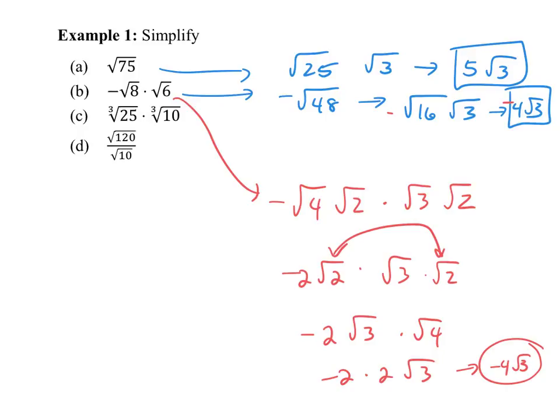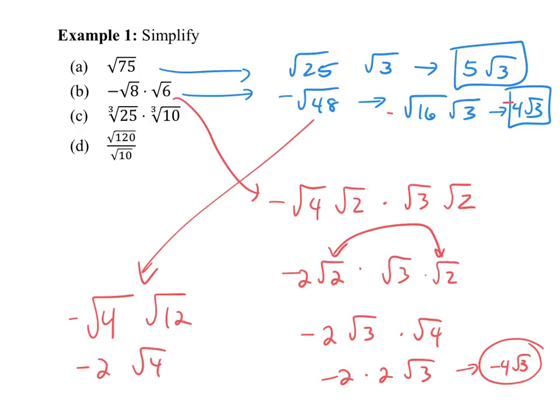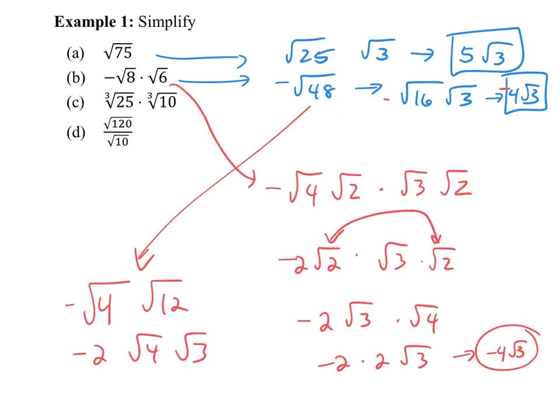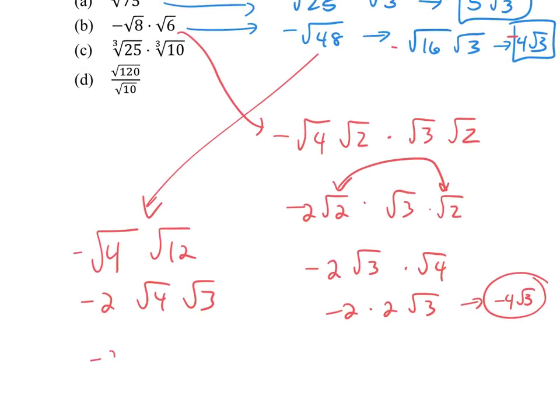Okay? Either way works. Same thing goes if you broke 48 into 12 times 4. Because yeah, this becomes a 2, but then 12 gets broken up into 4 times 3, and then that gets further reduced into this. So no matter what way we take this approach for part B, we'll get the same answer.